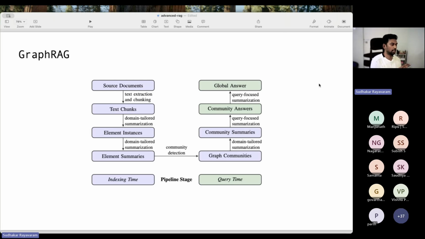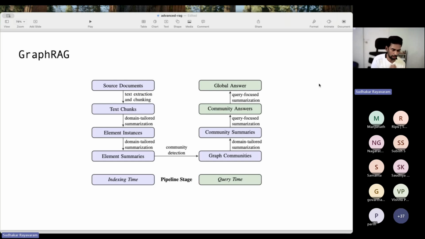This is the flow that the paper explains. You have documents, you create text chunks, and then you find instances and elements, all these different entities, relationships, and so on, and then you create summaries. Then you do community detection, find the graph communities, create community summaries, and also create community answers when someone asks a question, and a global answer.